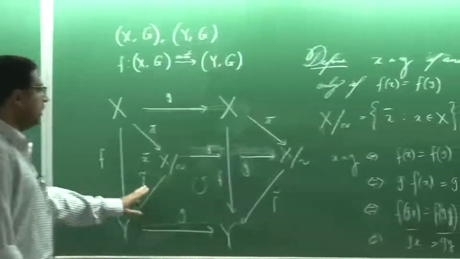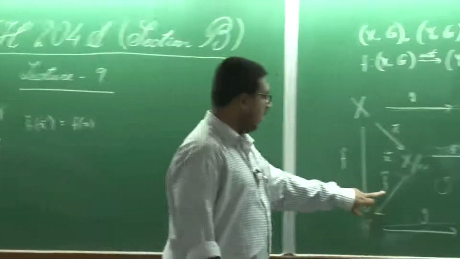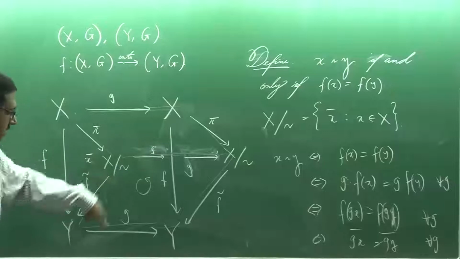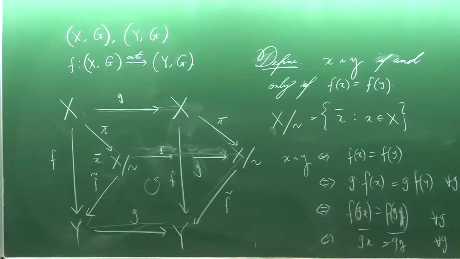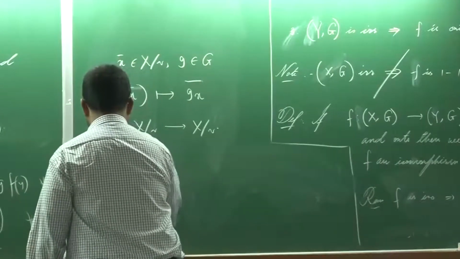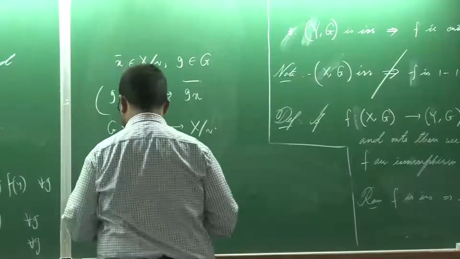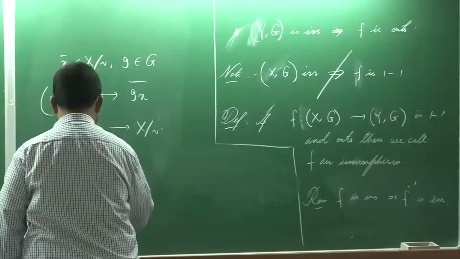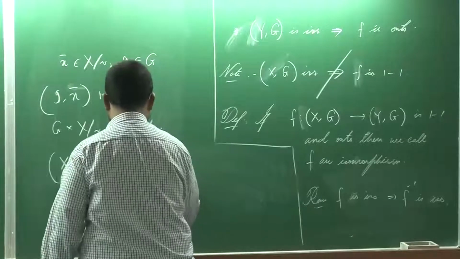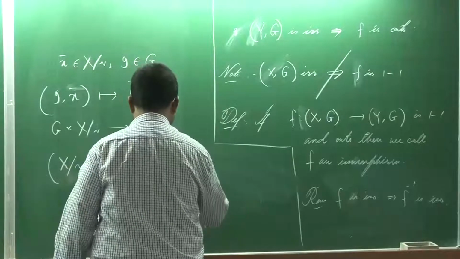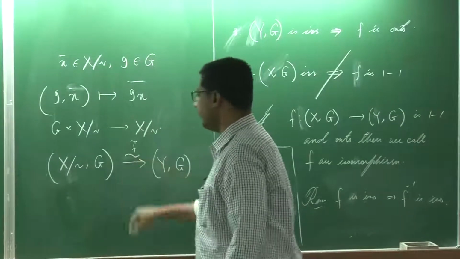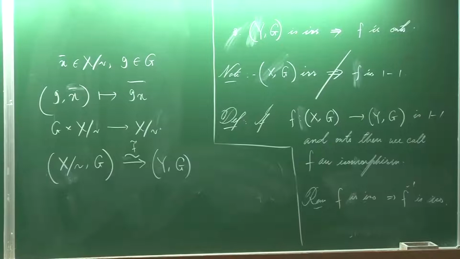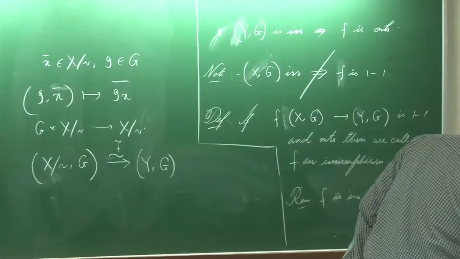And since by our concept we have already seen that f tilde is a one-one onto map, and we have just checked that f tilde is G invariant, hence we see that this map f tilde, well, maybe we can put this in this way, x tilde G, is an isomorphism.